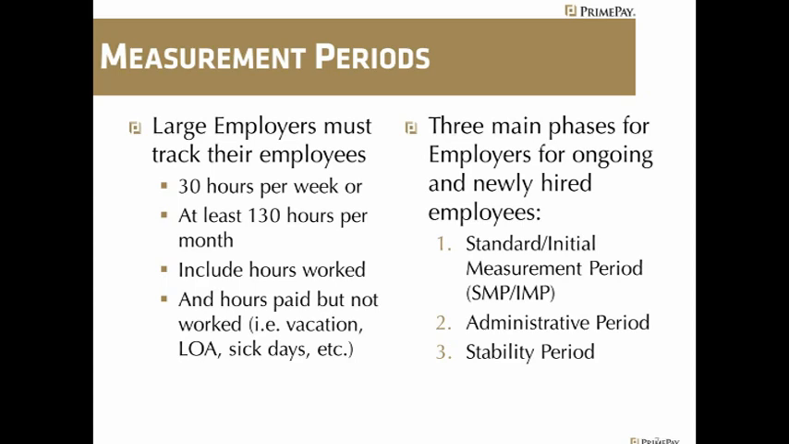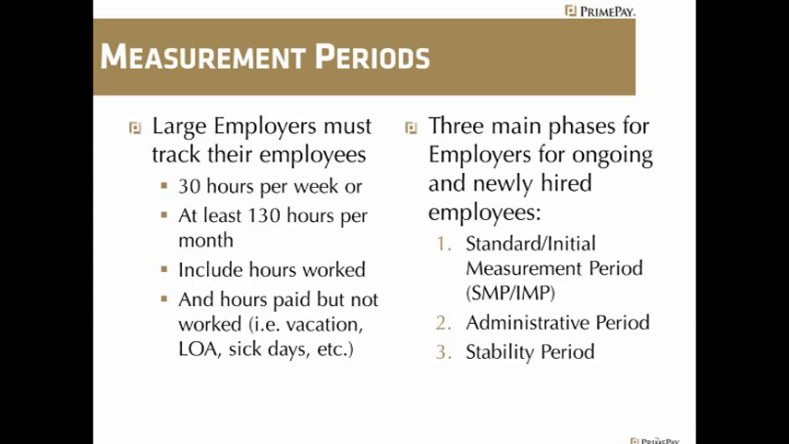So let's go through some information here. We've got 30 hours per week, or at least 130 hours per month. Include the hours worked and hours paid but not worked. So we're still including the vacation, the leaves of absence, the sick days, and so forth.